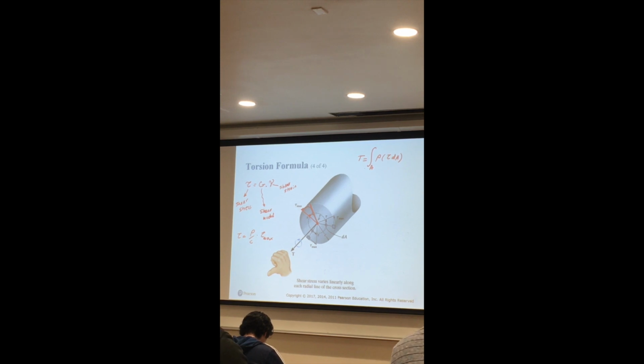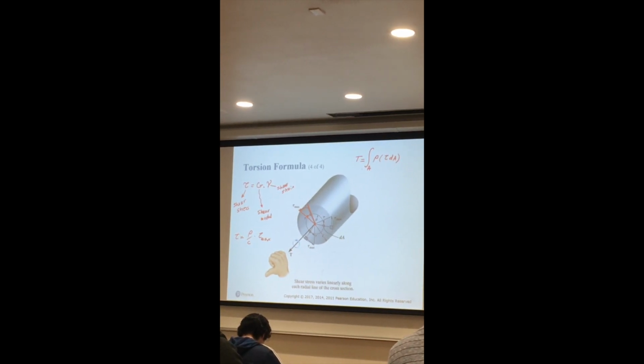Tau is the shear stress multiplied by the differential area, so that's going to be dF, basically. That's the force, and you multiply by rho to get the torque. What does rho stand for? Rho is the radius. Radius from where? Exactly. So wherever you want to be, that's the radius. From the center of the shaft. So this is rho here.